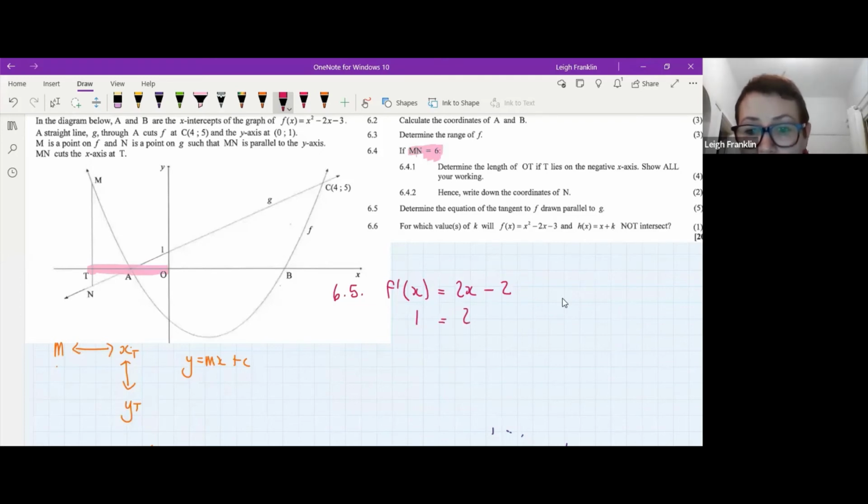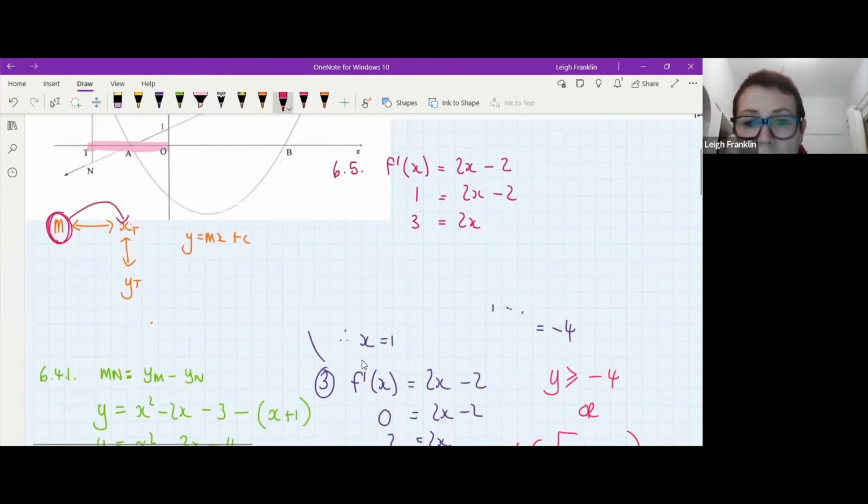So now we can solve for the corresponding x. Do you see what I'm doing here? I've subbed in what the gradient is, and now I'm going back and working out what my x is. I'm going to add 2 to each side, and that means that 3 will be equal to 2x, which means that x will be equal to 3 over 2 at the point of tangency.